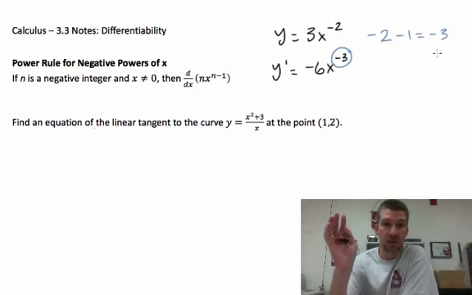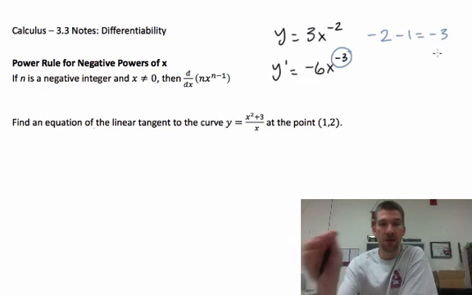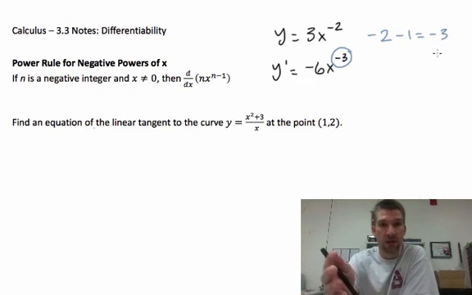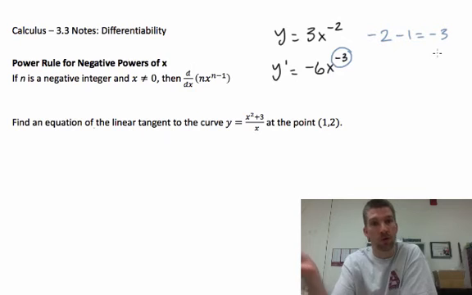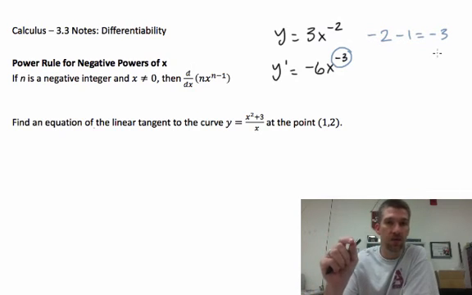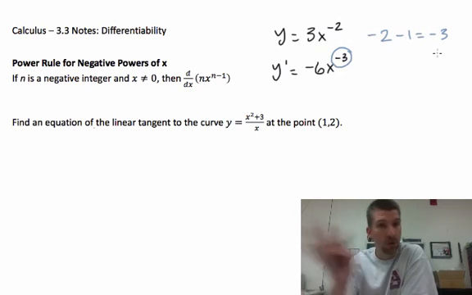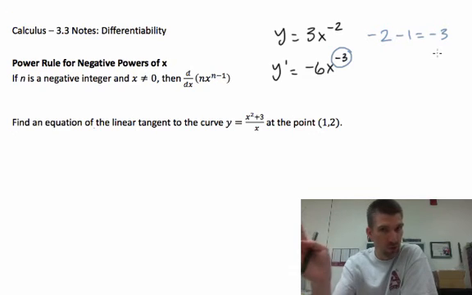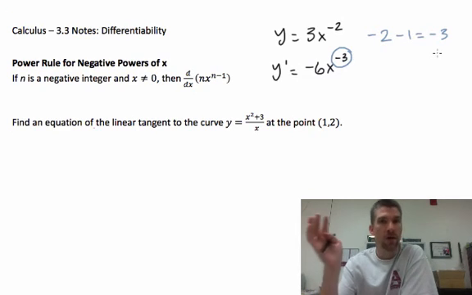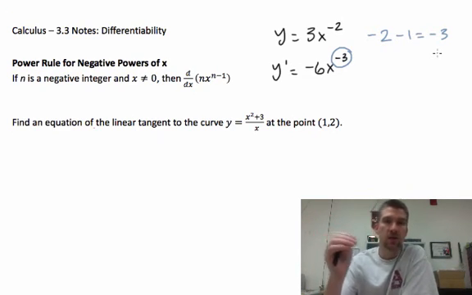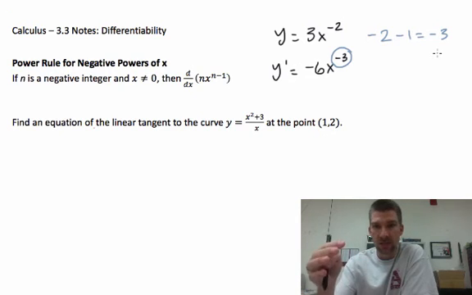This is calculus mistake number 26. Anytime you have a negative exponent and you subtract, you actually have a smaller number than where you started. So don't say negative 2 plus 1. That's a no-no. And we're trying to avoid those at all costs. Okay? So what do we got? We've got negative 6x to the negative 3.